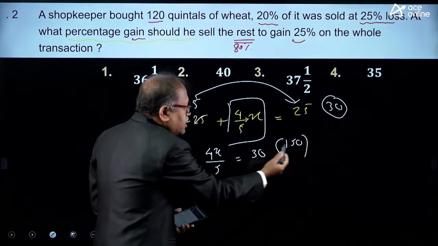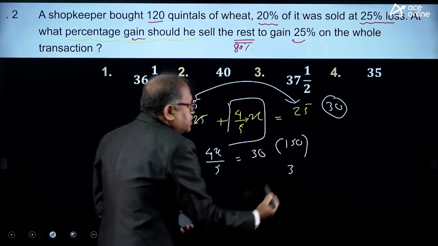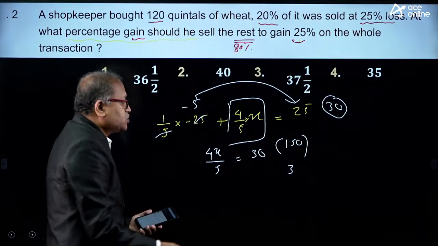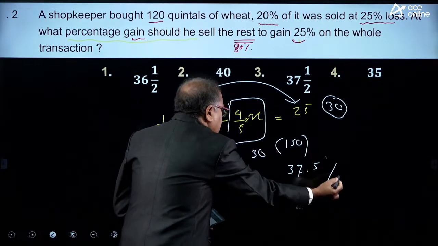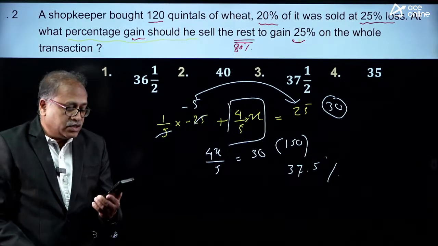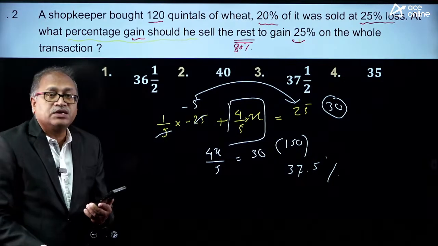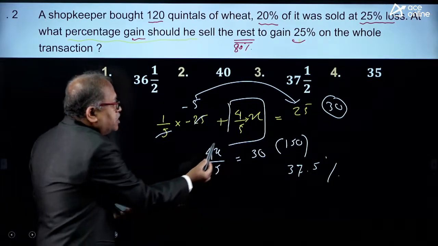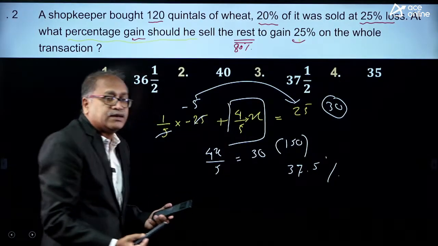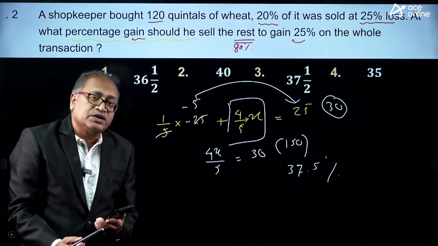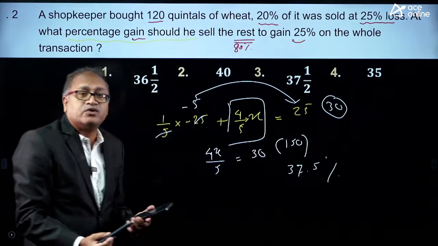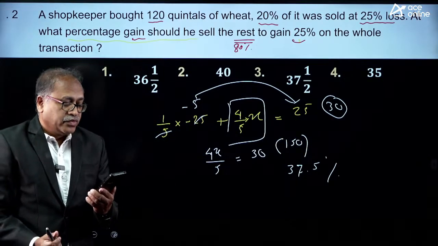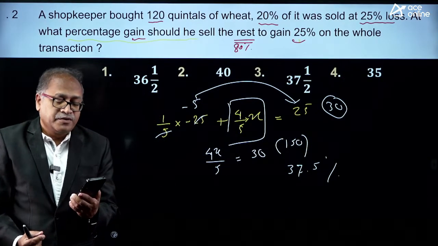Okay, fine, directly divide this one. So, first 3 times over here, 3 4 is 12, and 30 is left 7.5. The X value is 37.5. That means the remaining 4/5 he should sell at 37.5% profit. Therefore, overall he will get a profit of 25%. Right, my dear friend?